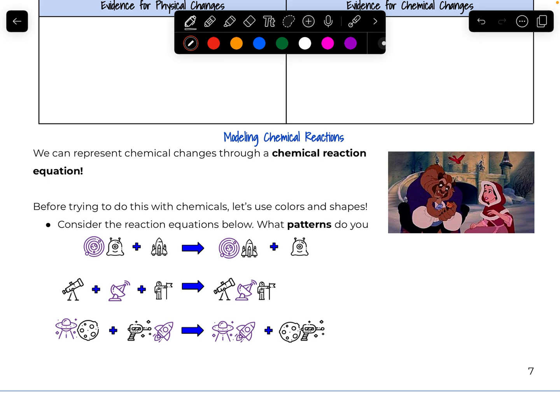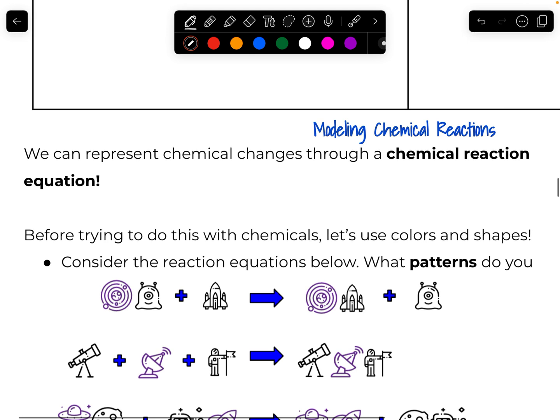So now let's talk about how we can model chemical reactions. What do these things actually look like? We can represent chemical changes through a chemical reaction equation. There's a couple of vocabulary words we're going to need to learn as we do this, so we're going to keep building our chemical vocabulary.